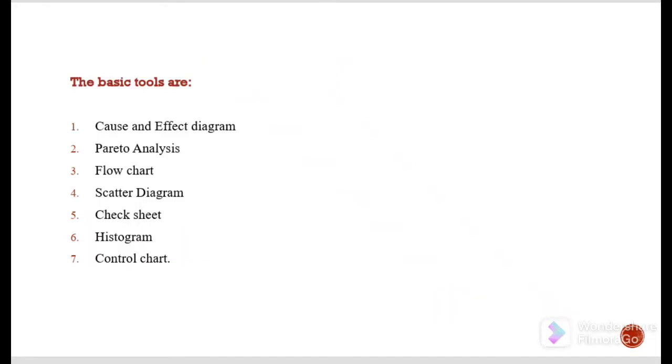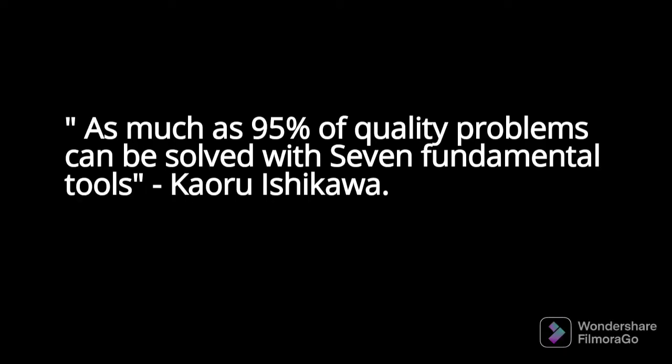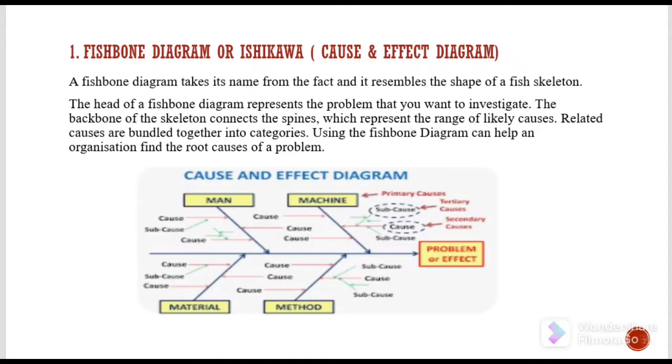The basic tools are cause and effect diagram, Pareto analysis, flow chart, scatter diagram, check sheet, histogram, control chart. These tools are very important whether we are talking about green belt or yellow belt, it doesn't matter. These 7 QC tools are most powerful for solving problems and making improvements. I love this quote said by Kaoru Ishikawa: as much as 95% of quality problems can be solved with 7 fundamental tools.